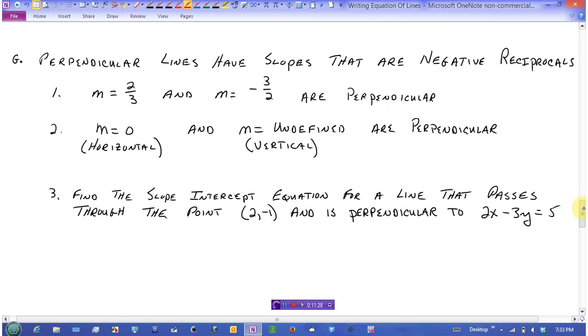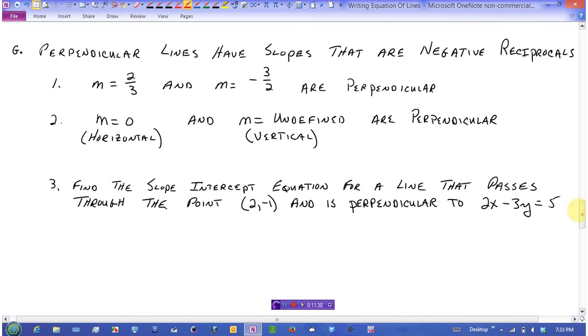Okay, now let's talk about finding the equation of lines that are perpendicular. And we know that perpendicular lines have the relationship that the slopes are negative reciprocals. So if I know that one slope is 2/3, the perpendicular line must have a slope of -3/2. Notice that I've taken the reciprocal of 2/3 and I've had to change the sign, so they're negative reciprocals.